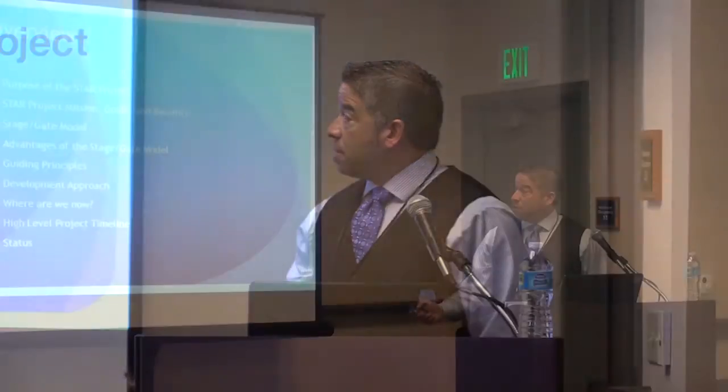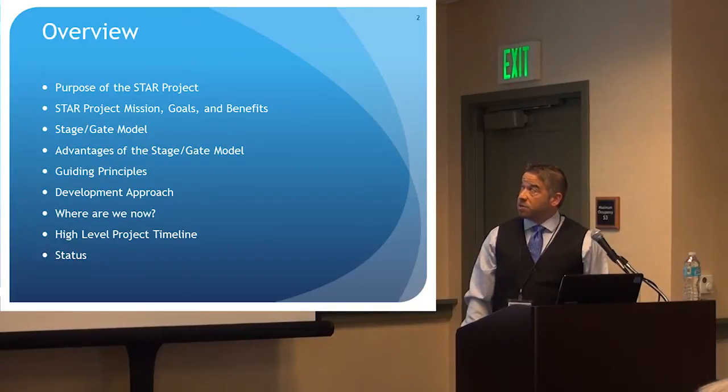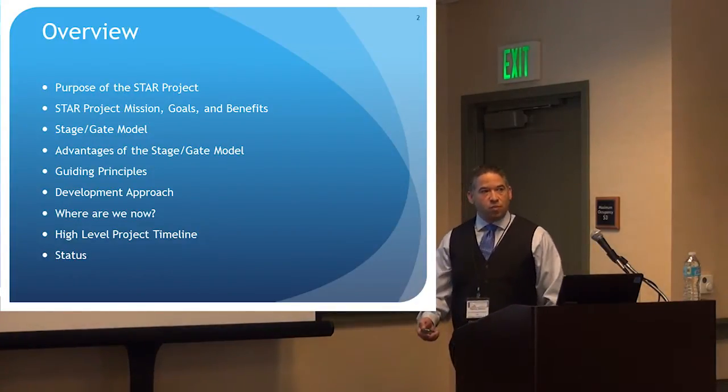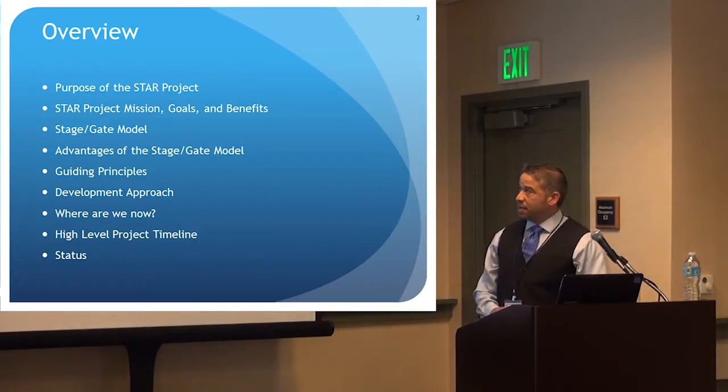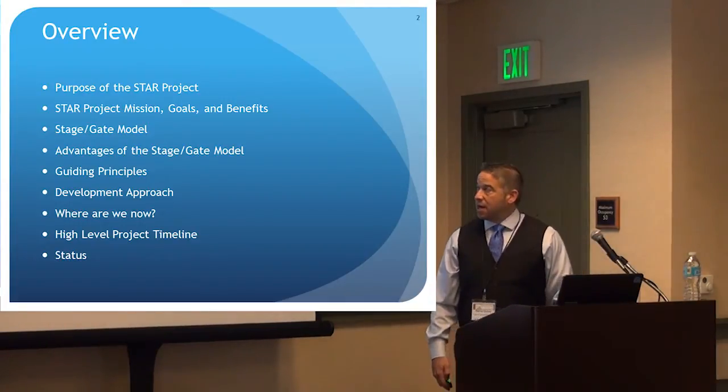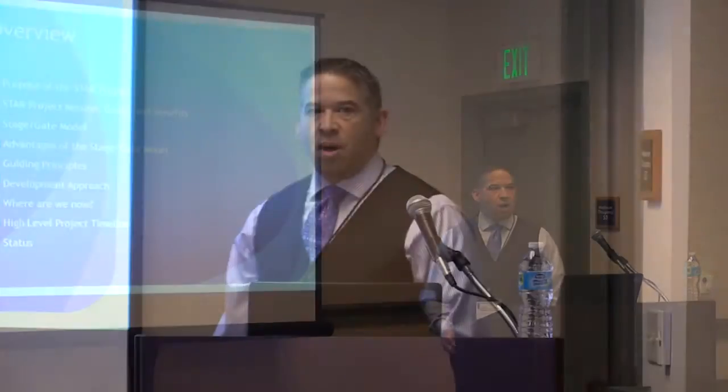So I'll talk to you a little bit about what we're working on. Today we're going to talk about the purpose of the STAR project, why we are doing what we're doing at the Department of Technology to re-engineer the project approval life cycle. I'll also talk to you about the project's mission, goals, and benefits. We'll take a look at the stage gate model, which is our new project approval framework that we're moving towards for the approval of IT projects in the state of California. I'll educate you about the stage gate model itself.